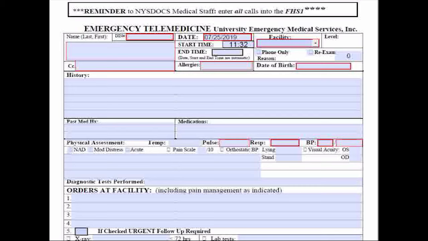1 is CPR, pull them down from a hanging, cut in the throat, really obvious chest pain, the guy's sweating and having trouble breathing, that sort of thing. That'll all be level 1. Level 5 should be something like toe pain.